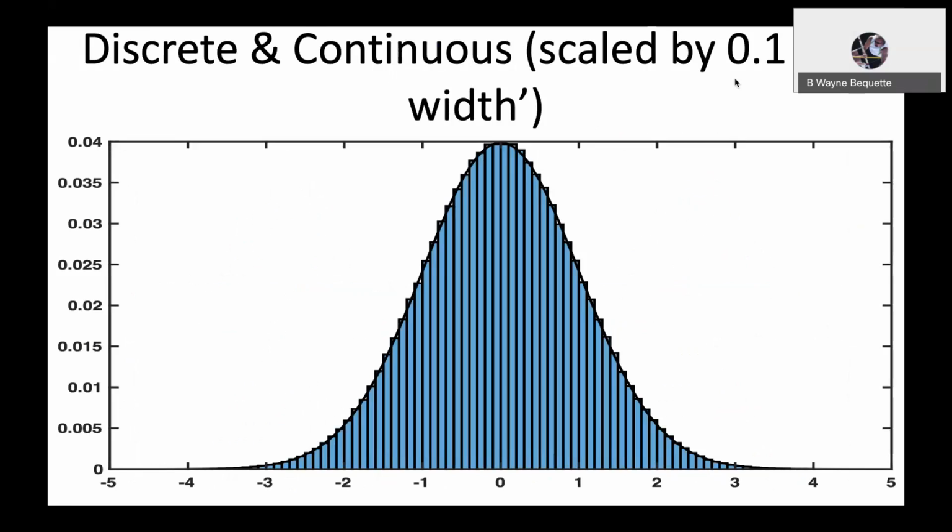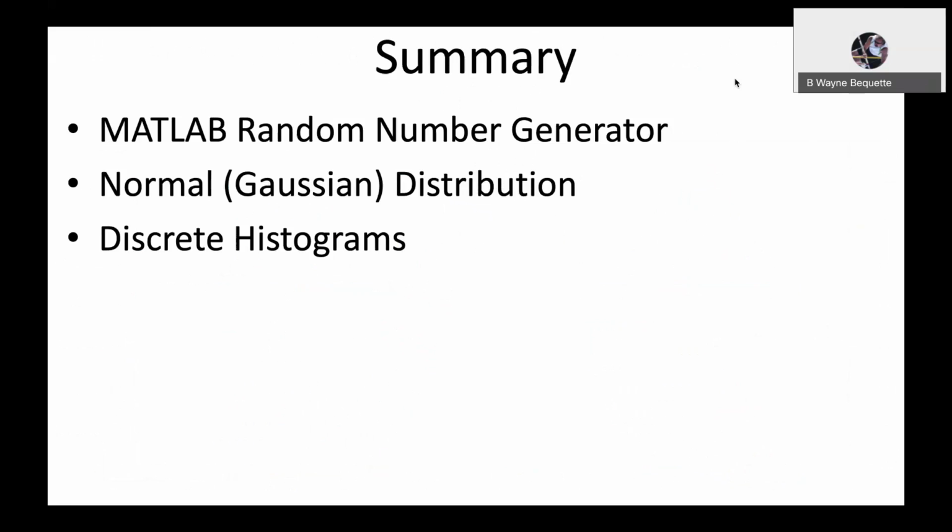for the discrete simulations. So to summarize, what we've done in this screencast is show how to use the MATLAB random number generator. We've reviewed the normal Gaussian distribution and showed how to construct discrete histograms.